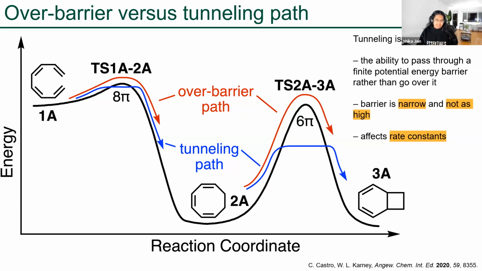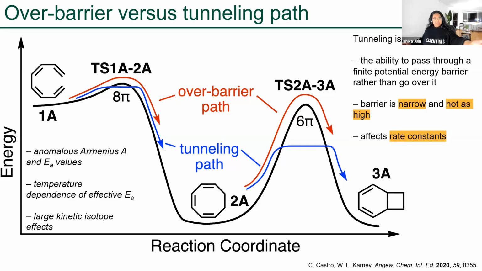Experimentally, we see this as anomalous Arrhenius values or activation energy values. We see these as temperature dependence of effective Ea, or reasons why this reaction wants to take the shortcut. And we also see them in kinetic isotope effects, right?